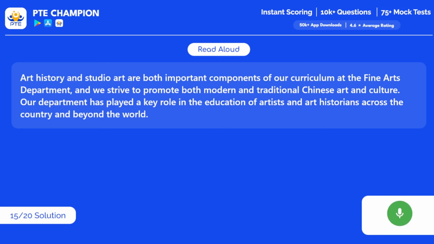Art history and studio art are both important components of our curriculum at the Fine Arts Department, and we strive to promote both modern and traditional Chinese art and culture. Our department has played a key role in the education of artists and art historians across the country and beyond the world.